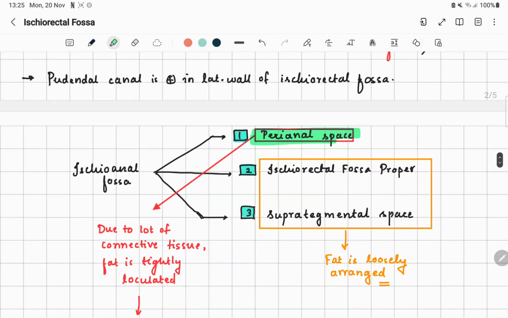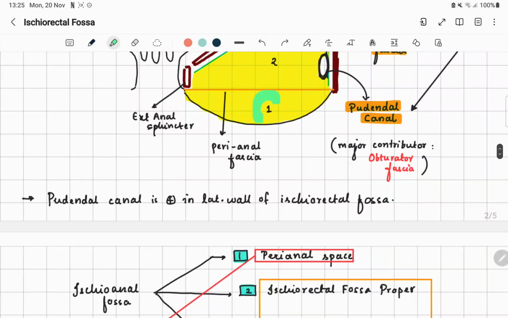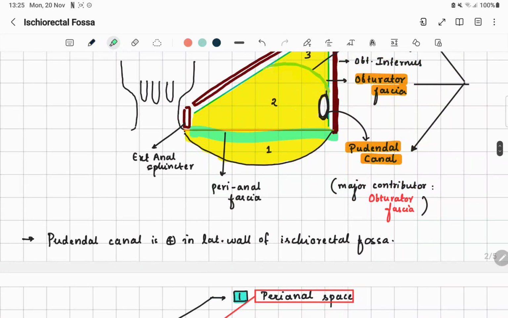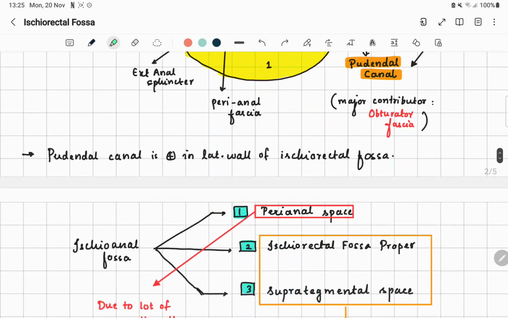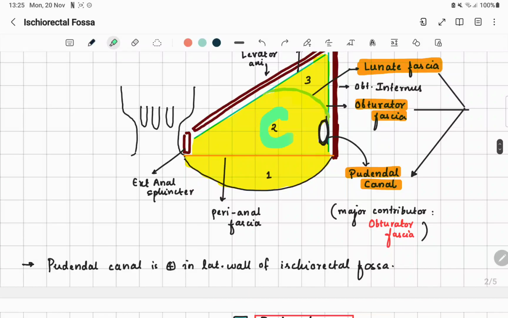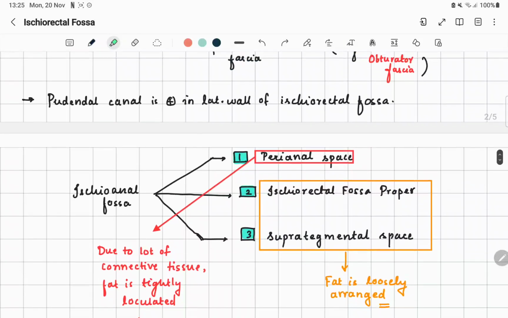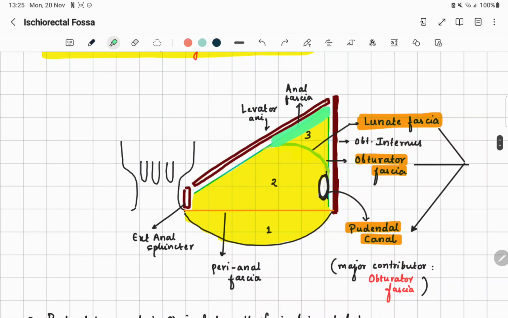So we have a perianal space, your ischiorectal fossa proper, and the suprategmental space. The space below the perianal fascia is called the perianal space. Two is the ischiorectal fossa proper. And the third one is called the suprategmental space, and here fat is loosely arranged.